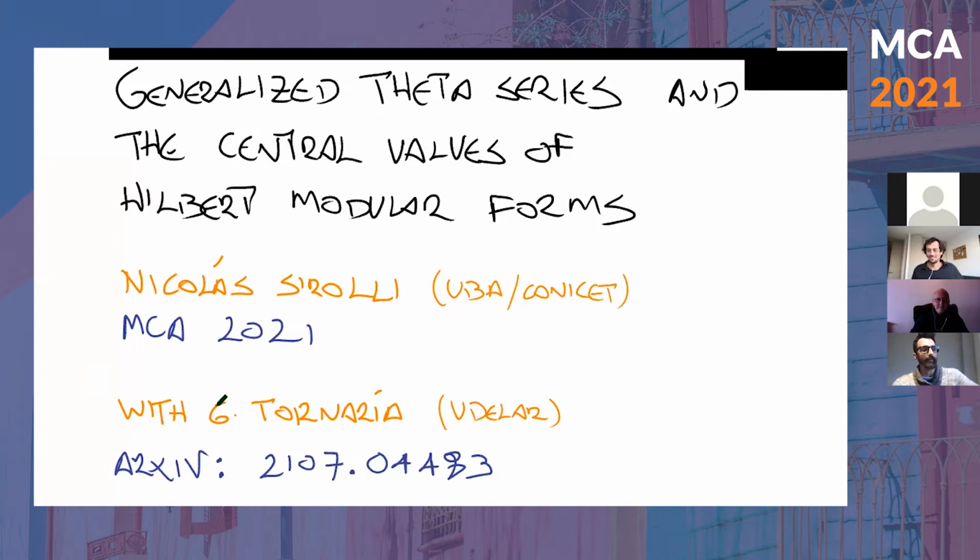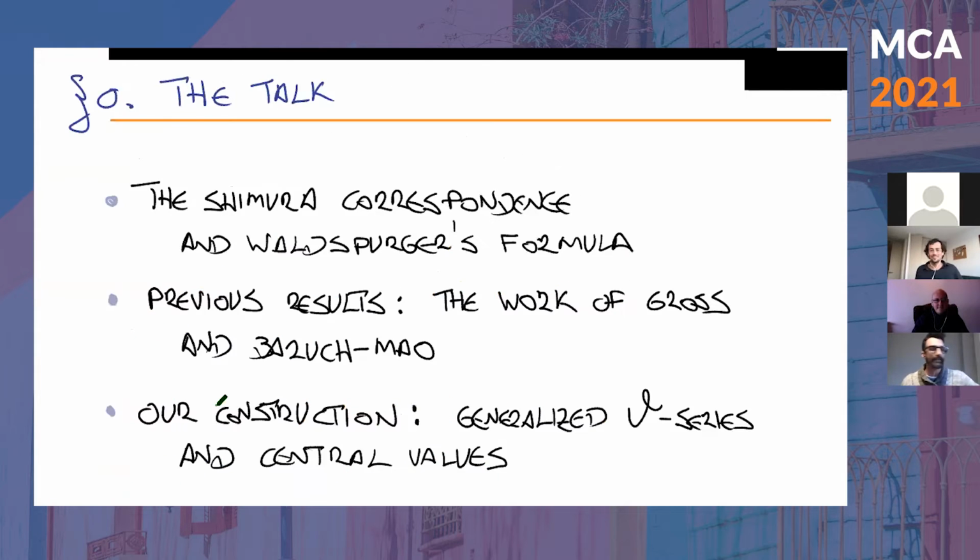Let me start by briefly summarizing the plan of this talk. I'm going to talk about how to use generalized theta series to obtain half-integral modular forms and relate them to twisted central values of Hilbert modular forms, like the title says.